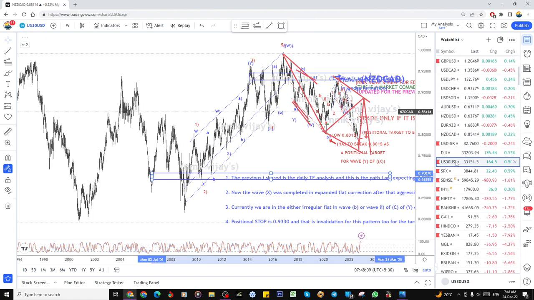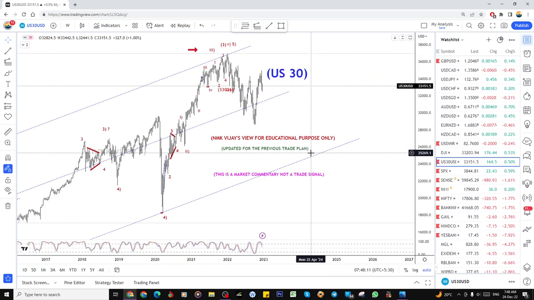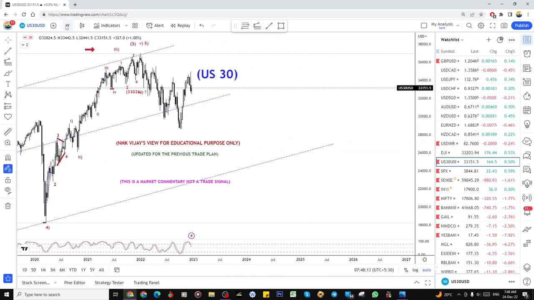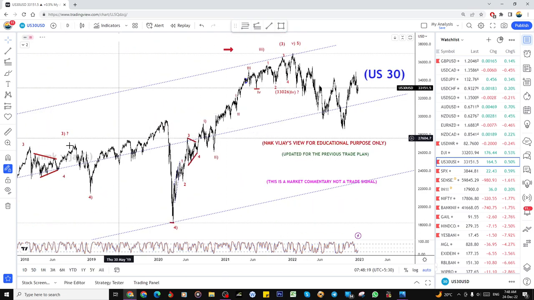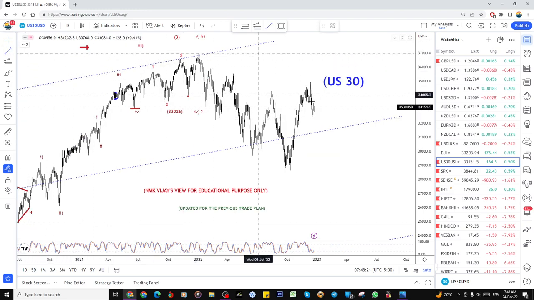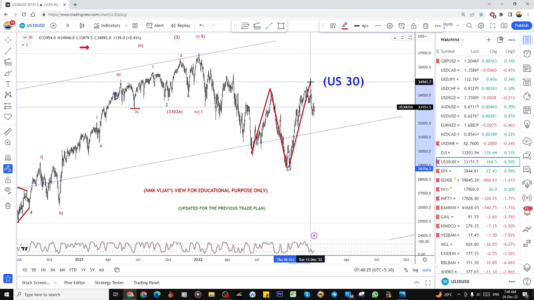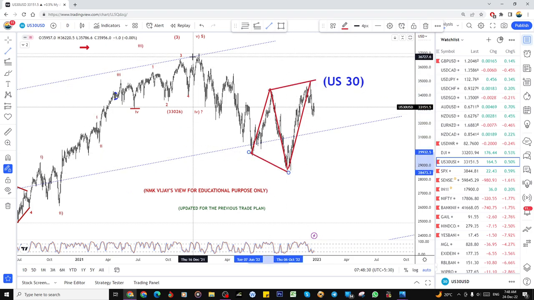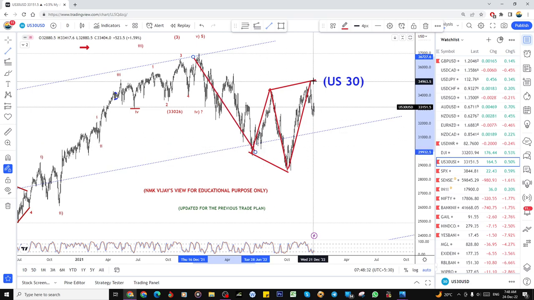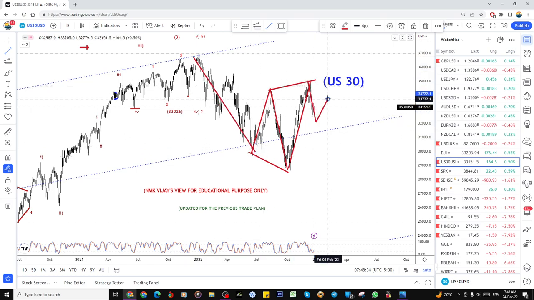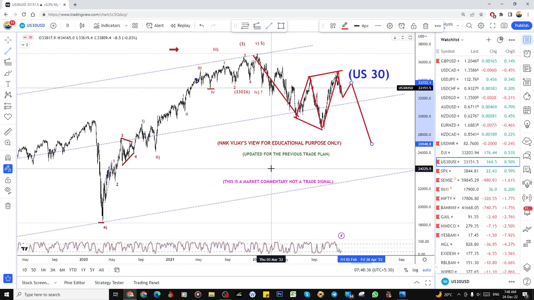So next we can move on to the US30, and we need to look at the S&P 500, right? Look at this pattern. I'm expecting this is the one. It's an expanded flat correction. This is the one, it's an A, this is the one, it's a B, and I'm looking for that one more low.